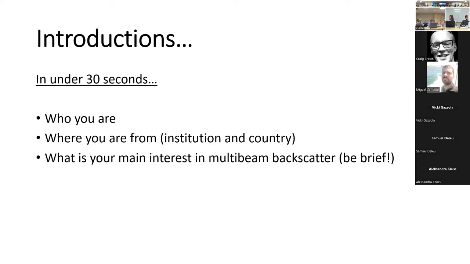Good morning, everyone. My name is Jens Schneider from Germany. I'm working at Kiel University in the Marine Geophysics and Hydrophysics Department, and I've been using multibeam now for 20 years. And I'm very much interested in benthic life and the geological, chemical, and biological modulations on the backscatter.